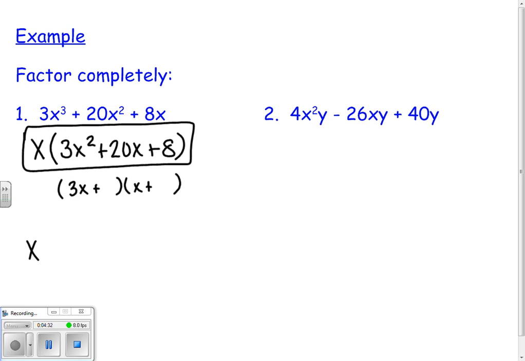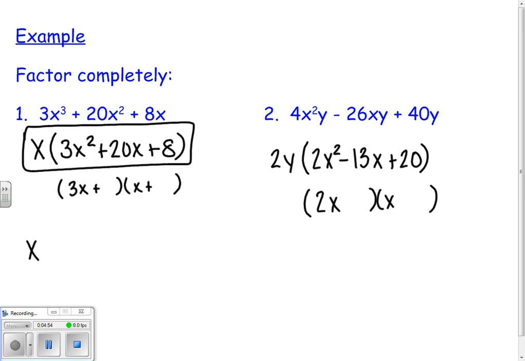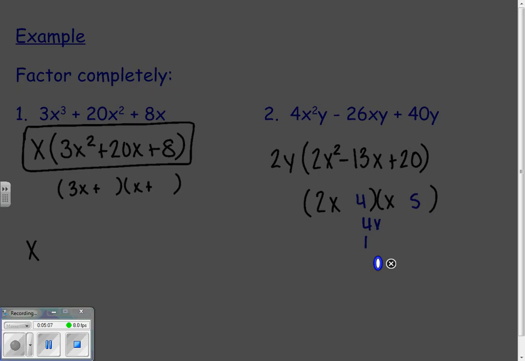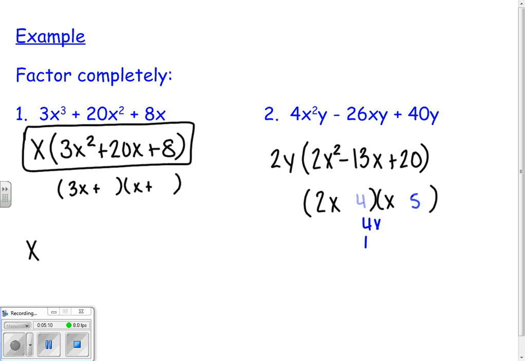All right, number 2, numerically, I can take a 2 out of everybody, and I see I can take a y out, which leaves me with a 2x squared minus 13x plus 20. Divided everybody by 2y. Okay, I'm going to see if I can factor this 2x business a little further. Remember, I'm looking for factors of 20 that will give me 13. So factors of 20 could be 4 and 5. So 4x and a 10x. Oops, sorry about that. 10x, well, that's 14. That's not going to work.